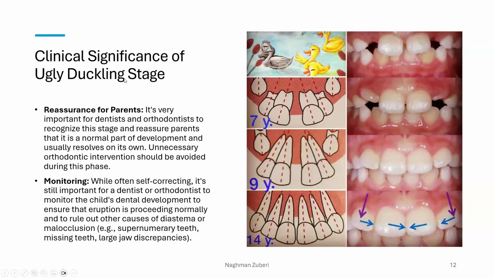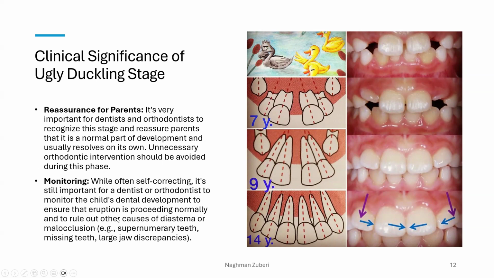Clinical significance of the ugly duckling stage. Reassurance of parents. It is very important for dentists and orthodontists to recognize this stage and reassure parents that it is a normal part of the development and usually resolves on its own. Unnecessary orthodontic intervention should be avoided during this phase.